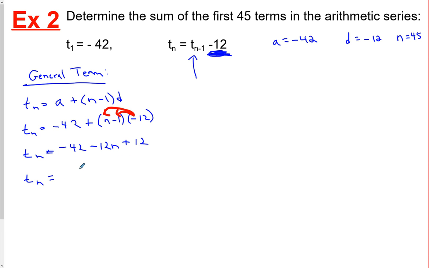So let's add our like terms. I know I've got the negative 12n, but I can add my regular numbers together. Negative 42 plus 12 is negative 30. So this is my general term. Awesome. I can now use this general term in my equation. My second equation said, okay, the sum of the terms is going to be the number of terms times the first term plus the general term, over 2.